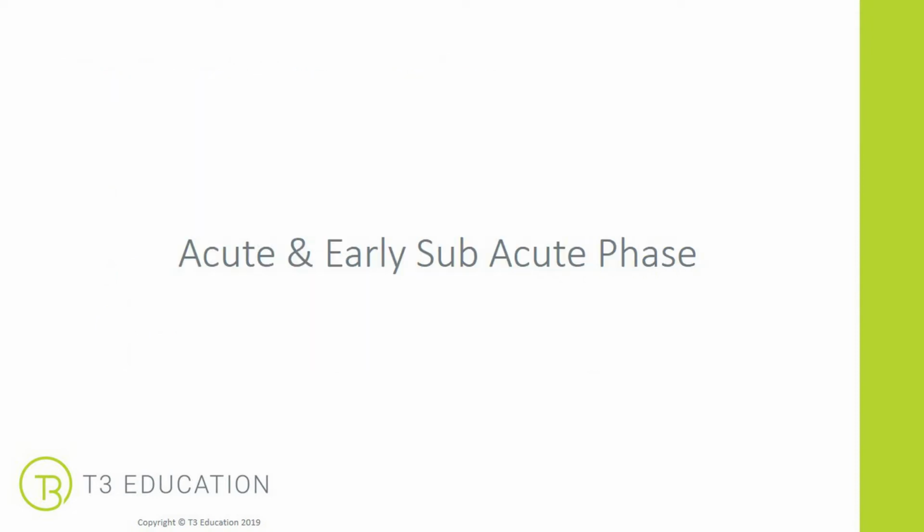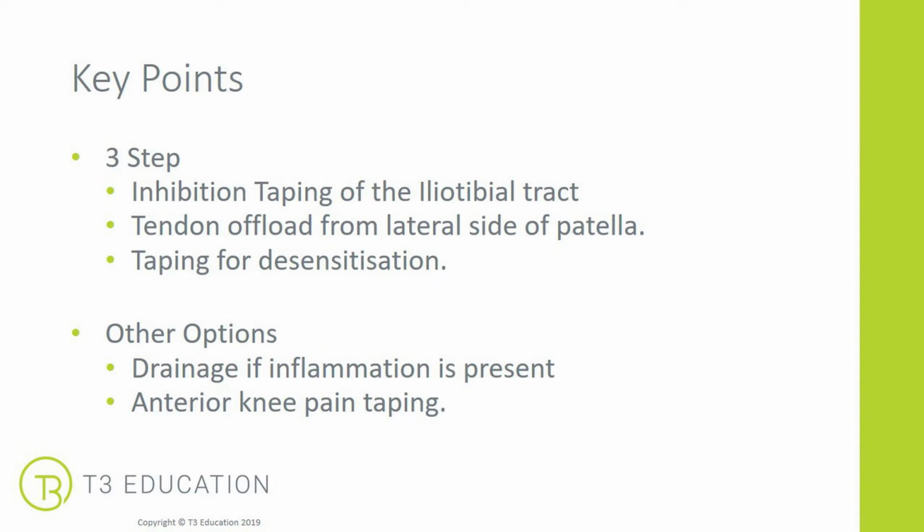Taping for the acute and the early subacute phase. This has a 3-step application for taping, and you can use either or of the tapings available, but we've gone for all 3 for the demonstration for this patient. We're going to begin with some inhibition taping of the iliotibial tract. Then we're going to focus on some tendon offload from the lateral side of the patella, and then also some taping for desensitization at the area of pain.